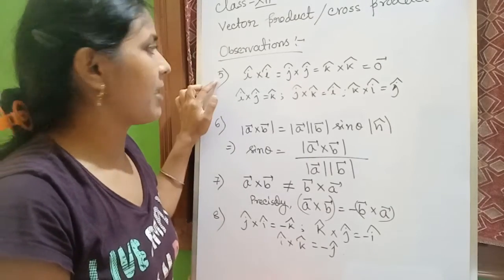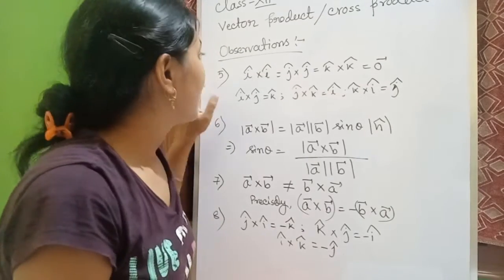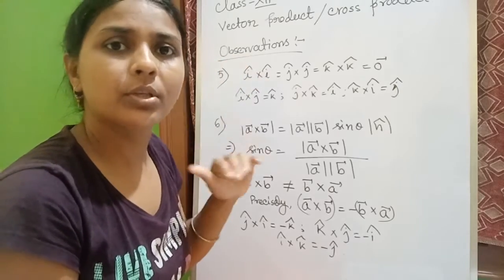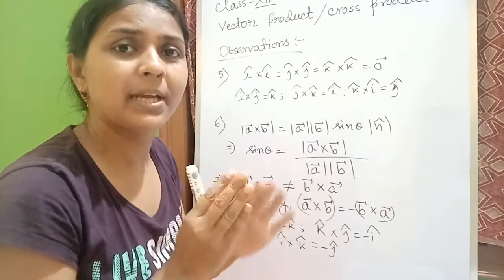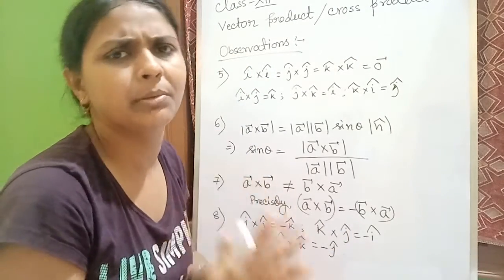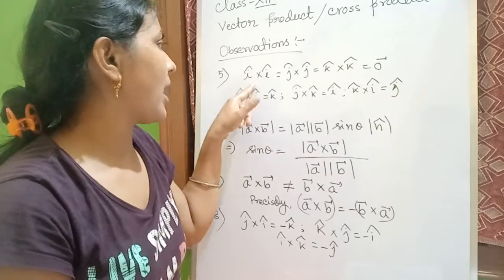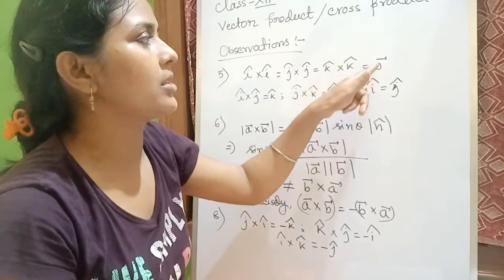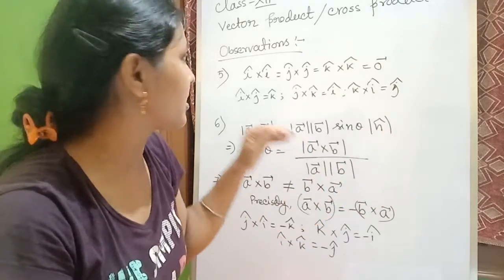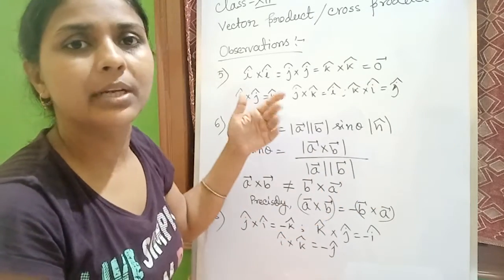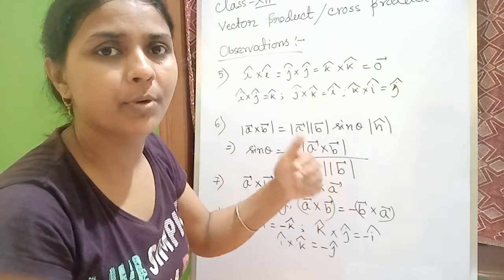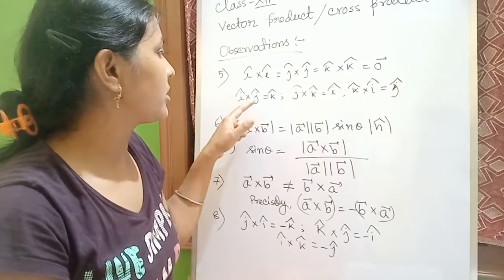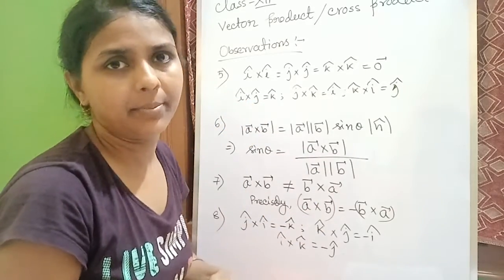Now look, number 5, I cross I means both are the same vectors. So the cross product of the same vectors will always be 0 vector. So I cross I, j cross j, k cross k equals 0 vector, because in the last two, that means observations 3 and 4, we have discussed it. Then I cross j equals k cap.